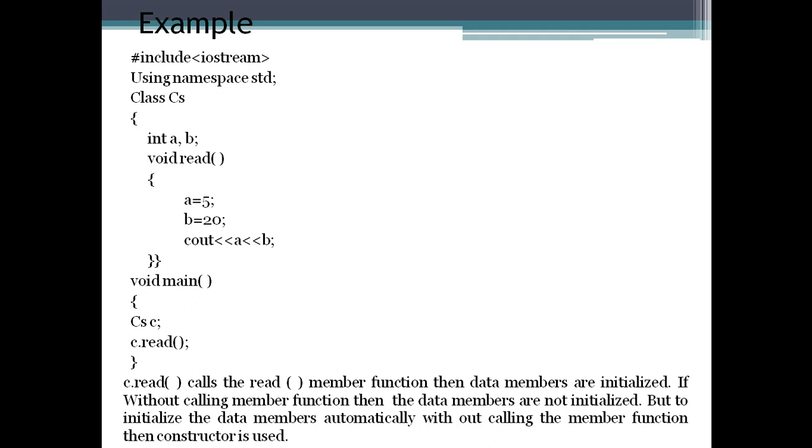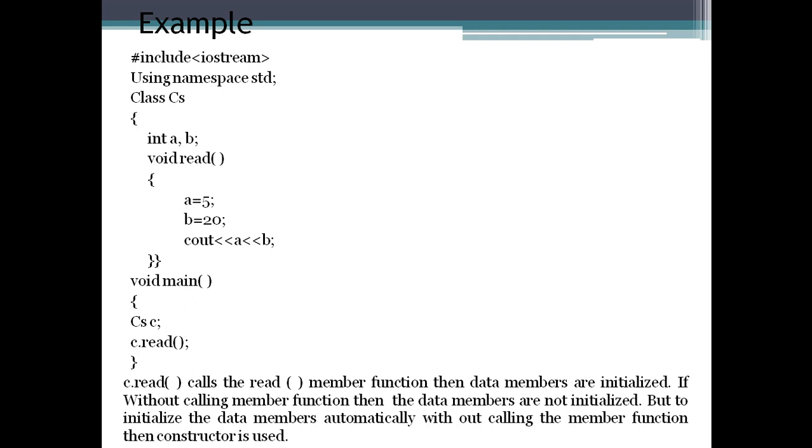Without calling the member function, the data members are not initialized. For example, in the main method, you have taken the syntax c.read. Once we call the c.read method, control directly goes to the read method, then the values are initialized for the two data members a and b. If you're not calling the member function, at any cost, the values are not going to be initialized for the data members a and b.